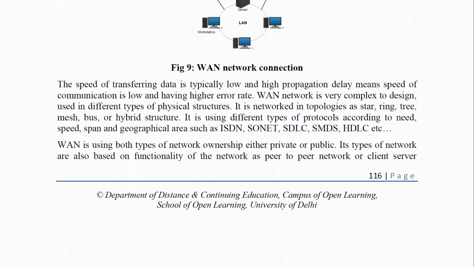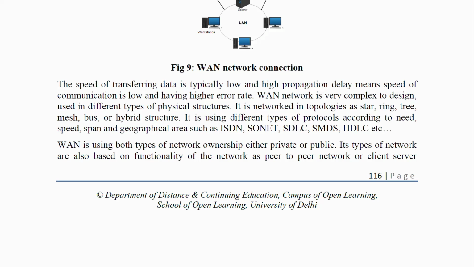The speed of transferring data is typically low, and high propagation delay means the speed of communication is low, with a higher error rate. WAN network is very complex to design, used in different types of physical structures. It is networked in topologies such as star, ring, tree, mesh, bus or hybrid structure. It uses different types of protocols according to the need, speed, span and geographical area, such as ISDN, SONET, SDLC, SMDS, etc.